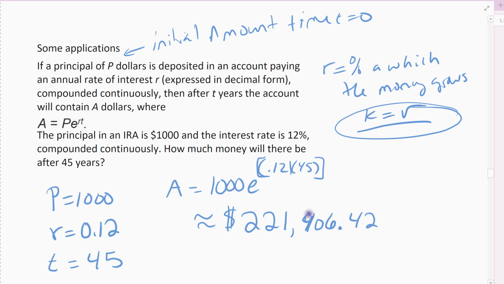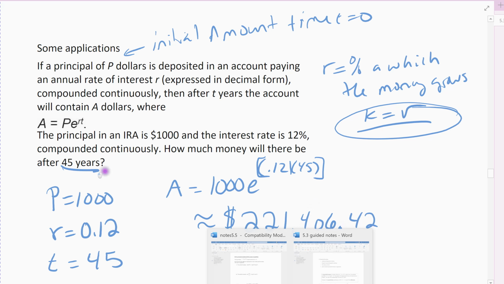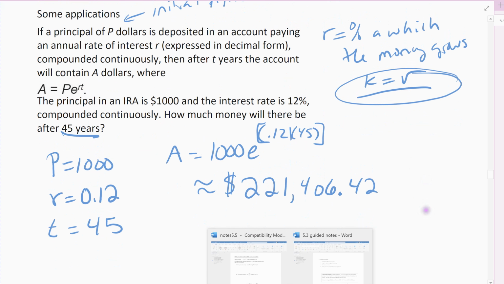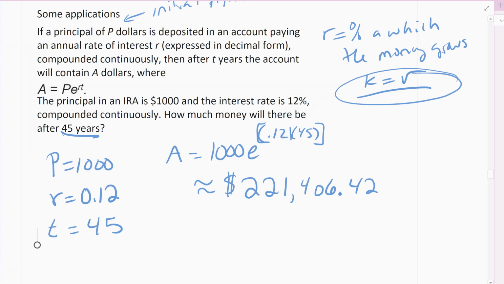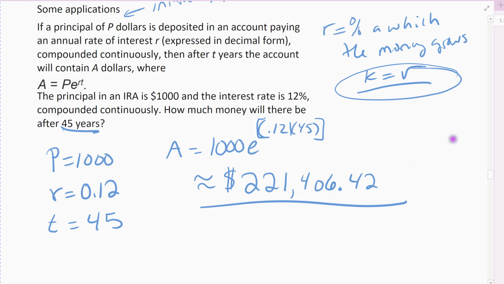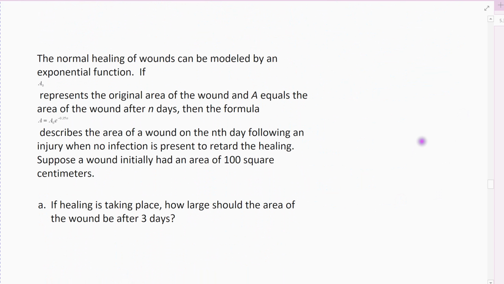So it grows by quite a lot. It's growing by quite a lot because 12% is a pretty high percent, and it's for a very long period of time. So it's growing by a significant amount of money. There's the first example. That's how much money we have. Alright, second example.